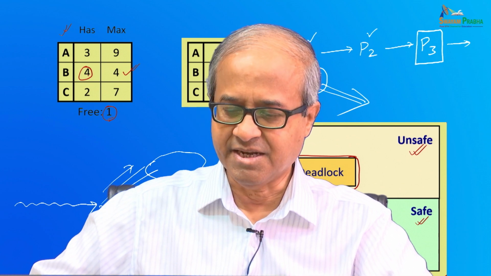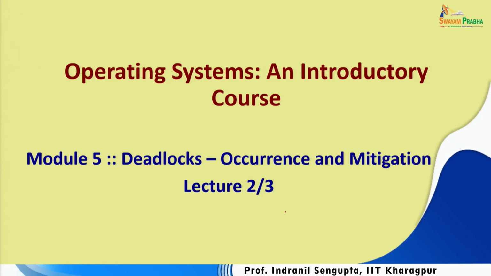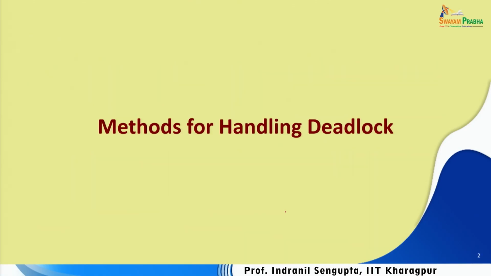This is the second lecture of the module. Here we start our discussion on some of the methods for handling deadlocks. So, we saw what a deadlock is, why deadlock occurs, but now let us see in a real system, if a deadlock occurs, what are broadly the approaches or measures that are taken to handle them.